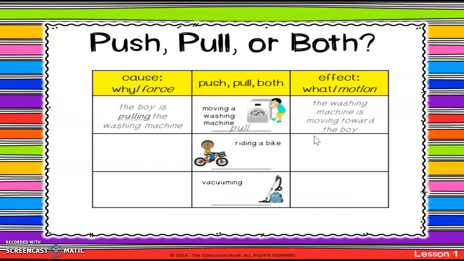All right, friends, this is where we're going to get back to your student activity packet. In your student activity packet, there's a page on the bottom, page 2, that matches just like this. So we're going to do a couple examples together. You can pause and write down the examples as I describe them. So here's an example. The boy is pulling the washing machine. So he's grabbing it and pulling it towards him. The effect is that the washing machine is now closer to the boy. Well, let's think. What about riding a bike? Riding a bike, the boy has to push down on the pedal. So that's a pushing motion, and the effect is that the bike moves forward. So this is where you need to pause and type these into your student activity packet.